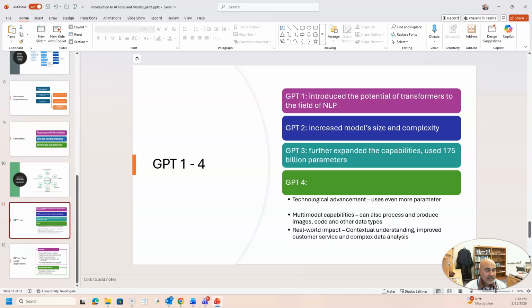Also, it gives you multimodal capabilities. So unlike its predecessors, we have now extended beyond text, venturing into understanding and generating outputs in other formats like images, bridging the gap between different types of content.